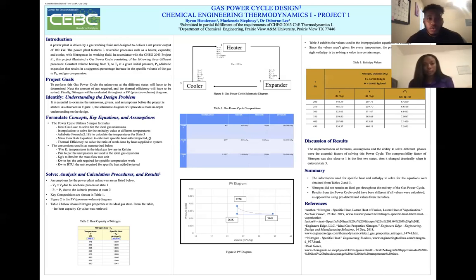Continuing on, P1, an adiabatic expansion that results in a suggested percentage increase in the specific volume of the gas to P1 and gas compression.